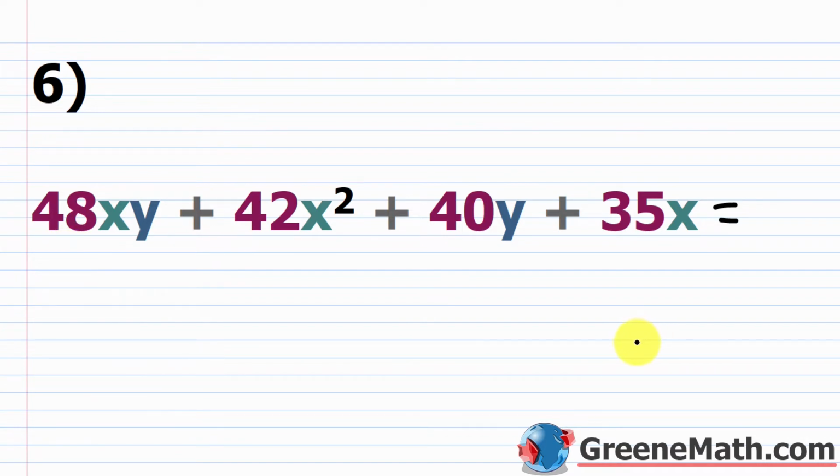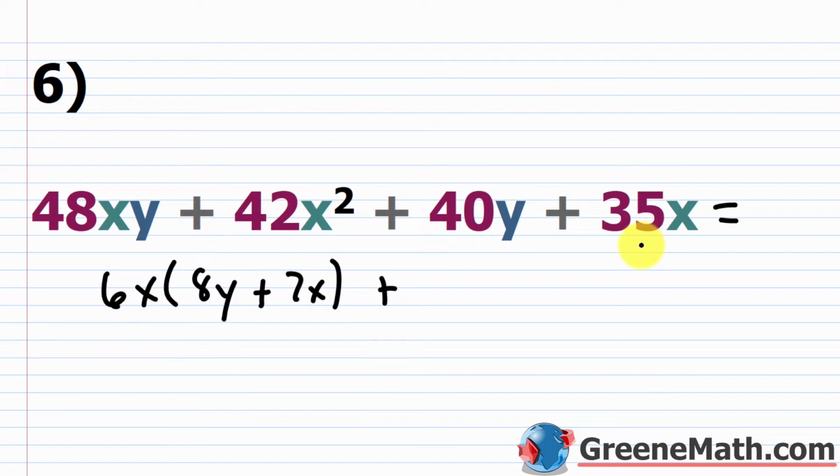So then what I want to do again is just look at the grouping. In this particular case, I can go with the first two and the last two. That's still going to work. And the next one, we'll see we have to switch it. So from the first two, I could pull out a 6x. And then inside this would be 8y, and then plus 7x.